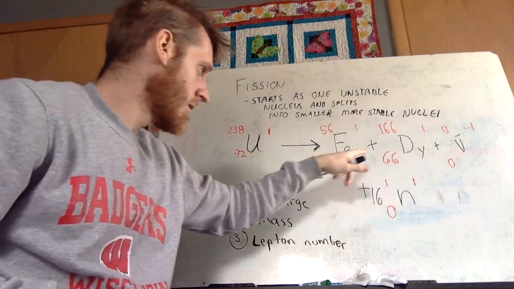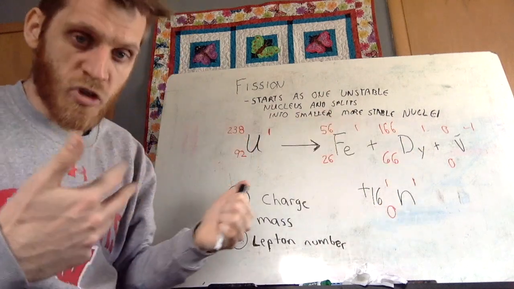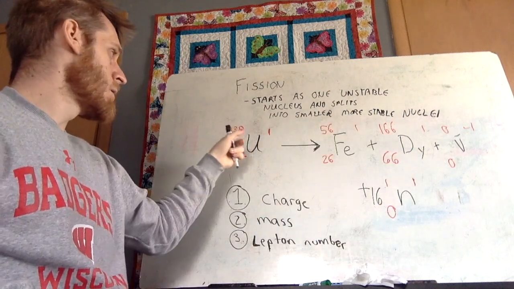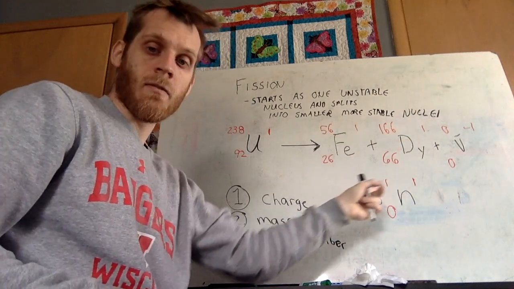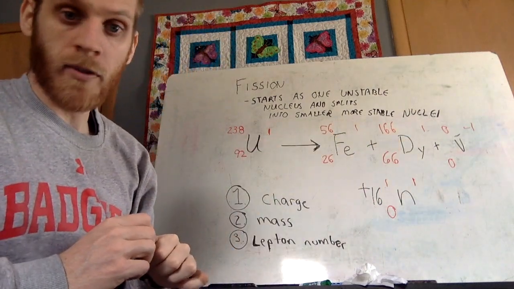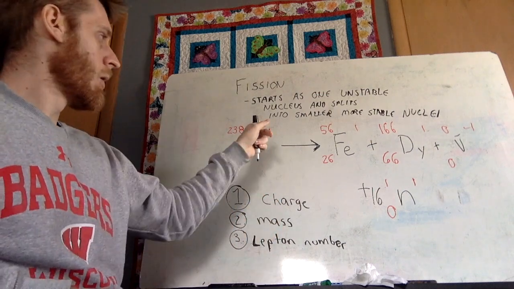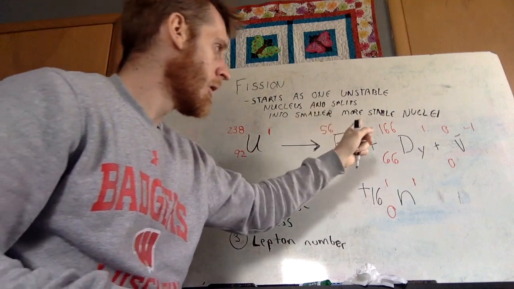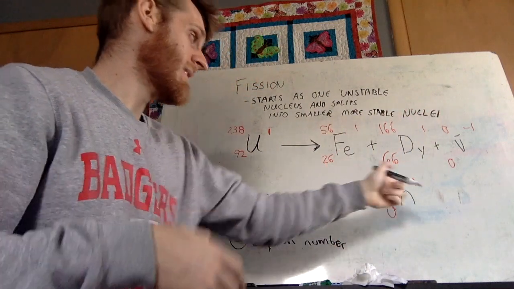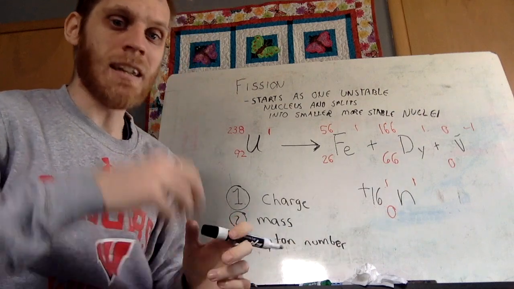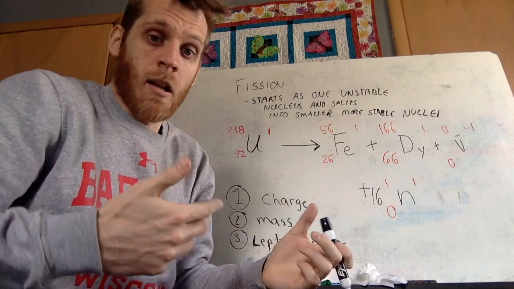92 equals 66 plus 26 plus a bunch of zeros plus a bunch of zeros. Check. The mass is balanced. 238 equals 56 plus 166 plus 0 plus 16 of these, 16 ones. So it's balanced. Lepton number, is that balanced? Not anymore. Because we have 1 equals 1 plus negative 1, which is 1, plus 16. That's not true. So we need to start adding some more antineutrinos, because that'll adjust it.